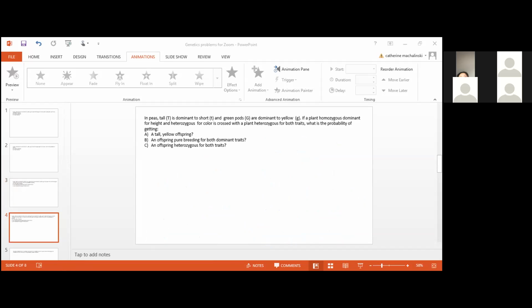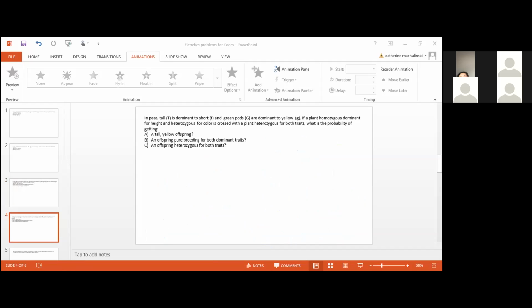All right, so let's try another one. Again, we have the two traits, the height, big T, dominant to little t, and the color, big G, dominant to little g. So in this problem, we have a plant that is homozygous dominant for height and heterozygous for color. And that plant is crossed with a plant that is heterozygous for both traits.